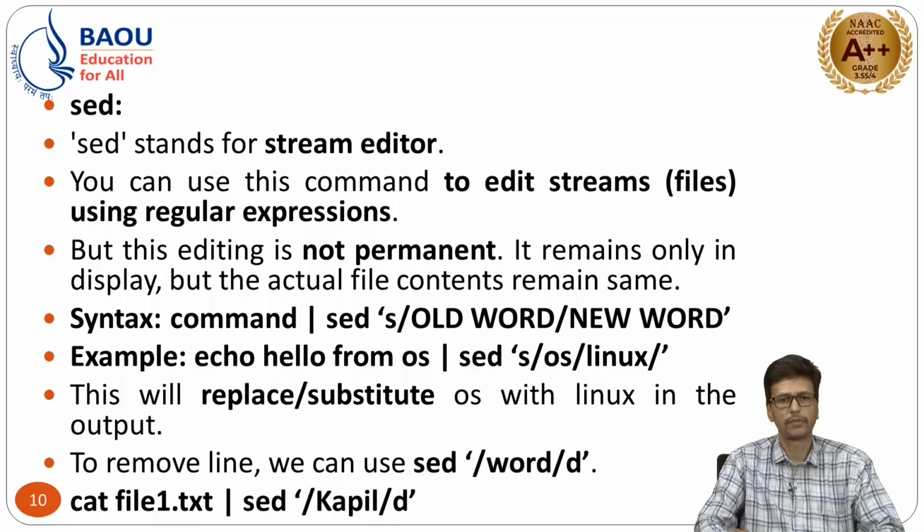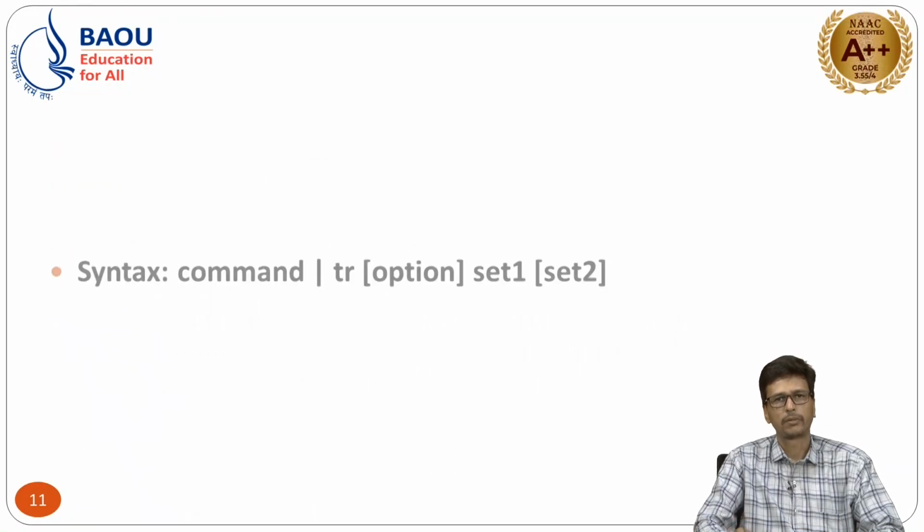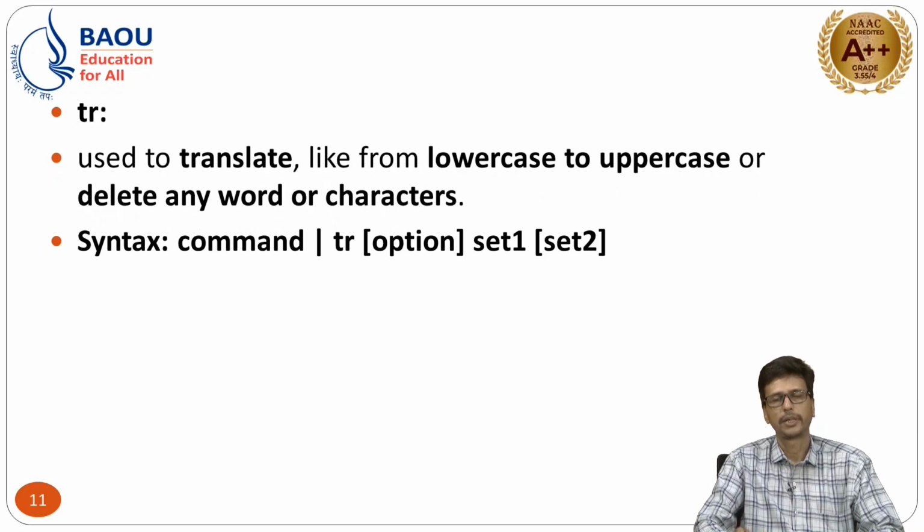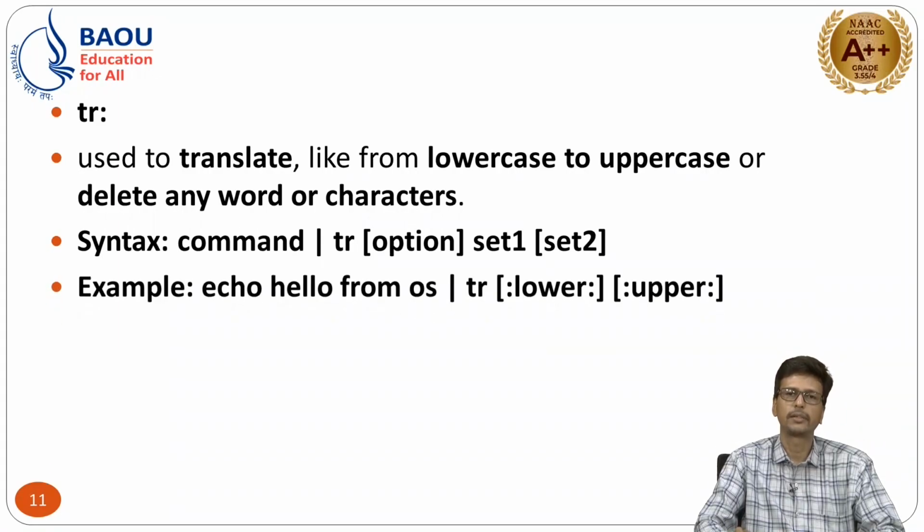Now another variation is there, this is Kapil. If you want to search for the Kapil string in a particular file and remove all the rows which contain that Kapil word, you can apply this command. Then after that, the tr command, that is for translate. If you want to translate your content, say from small letters to capital letters or capital letters to small letters, in that case you require this filter, the tr filter.